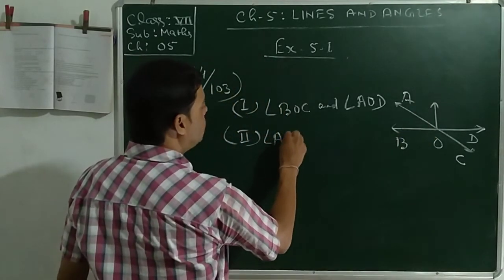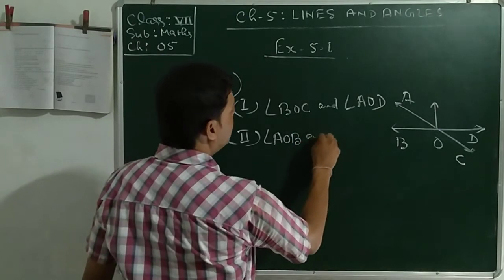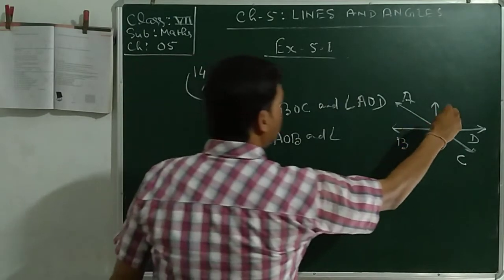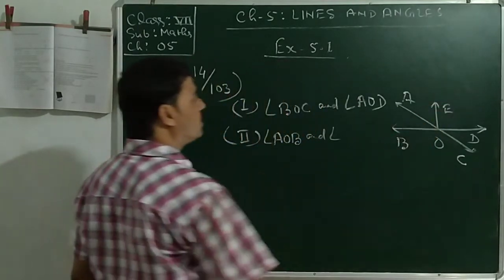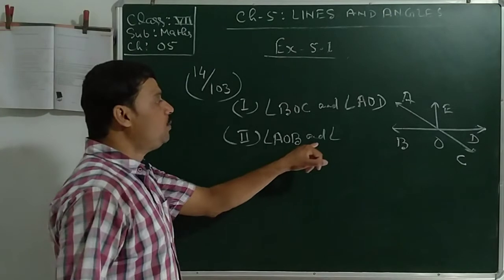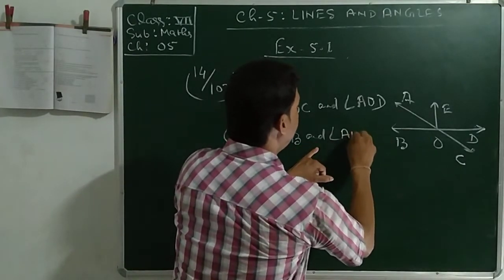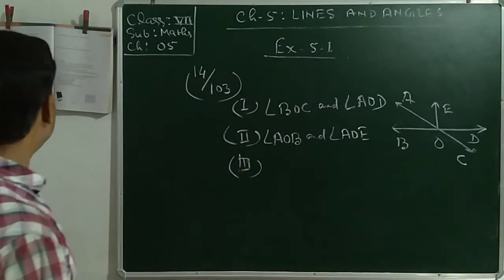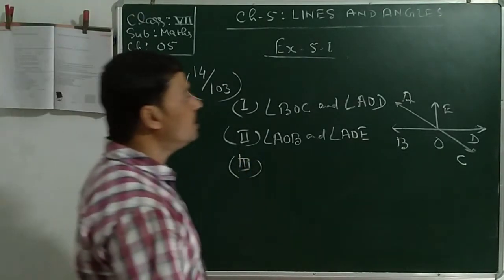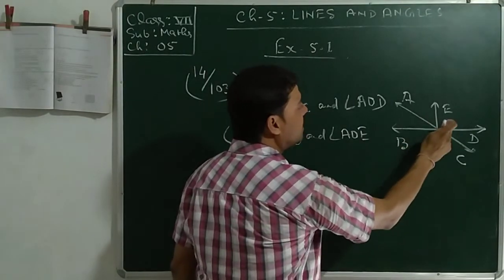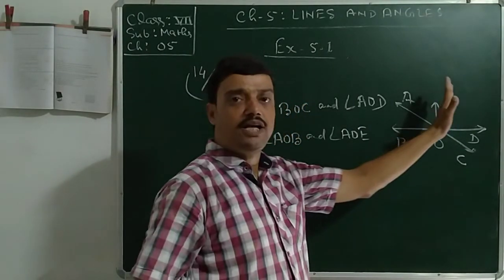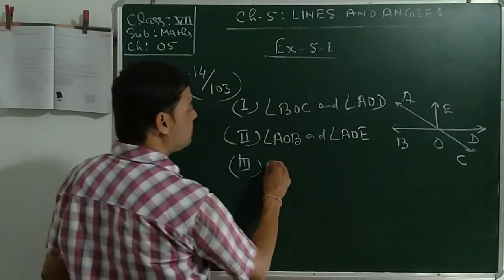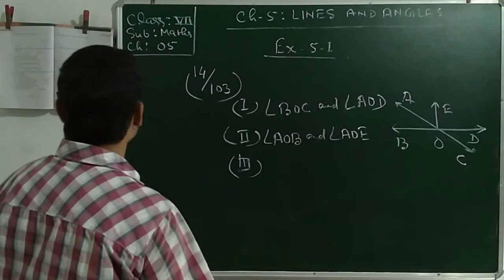These are adjacent complementary angles: angle AOB and angle AOE, the ray named OE. Thereafter, third part, equal supplementary angles. 90 degrees and 90 degrees. It looks like that is perpendicular over here. So these will be the equal supplementary angles.